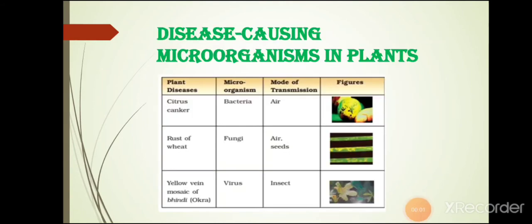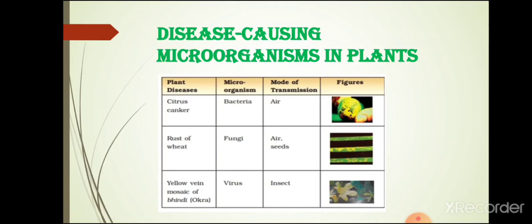Our next topic is disease causing microorganisms in plants. There are several microorganisms which cause diseases in plants like wheat, rice, potato, sugarcane, orange, apple and others. These diseases reduce the yield of crops. Now you can see here a few plant diseases and the microorganisms which cause them and the mode of transmission. Students, in this table plant disease names are given, which type of microorganism causes them, and what the mode of transmission is.